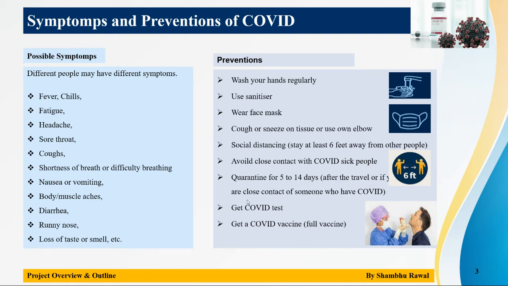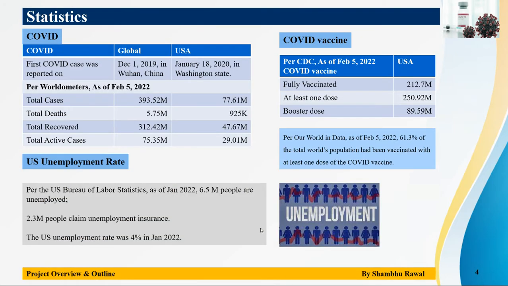Depending on the COVID variants, we need to quarantine 5 to 14 days after travel, or if we feel we were in close contact with someone who had COVID. If we have COVID, or if we think we have COVID, we should get tested for COVID. Now, currently, there are vaccines available. We can get vaccinated, and if possible, fully vaccinated.